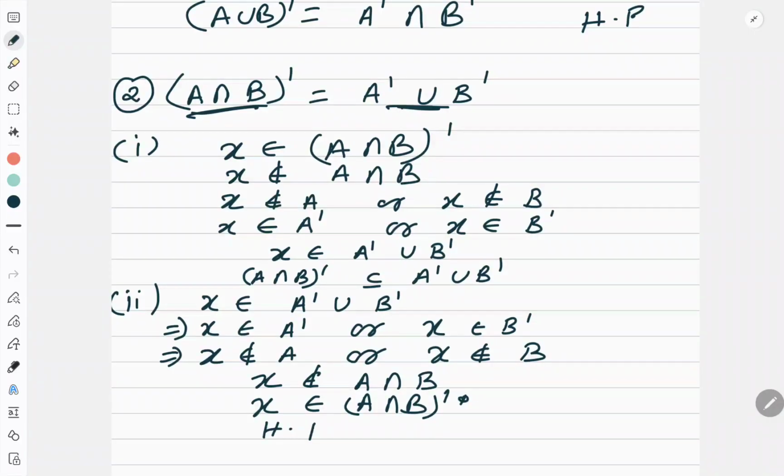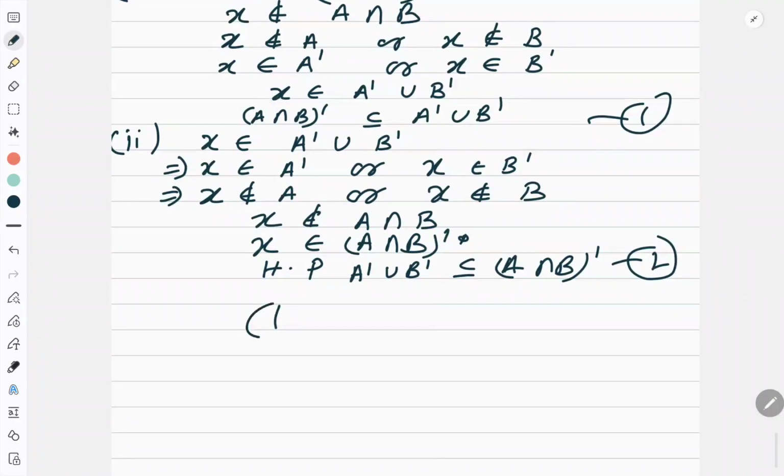Hence proved. Right? Here you have proved that A complement union B complement is a subset of (A intersection B) complement. So this is the first equation and this is the second equation. So from first and second we got the answer. Right? So these were the simple properties and the simple operations which we can define on sets. Now in my next video I will be doing questions based on these properties so that the concept is more clear. Thank you.